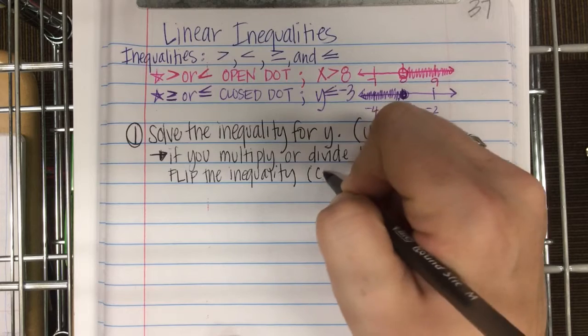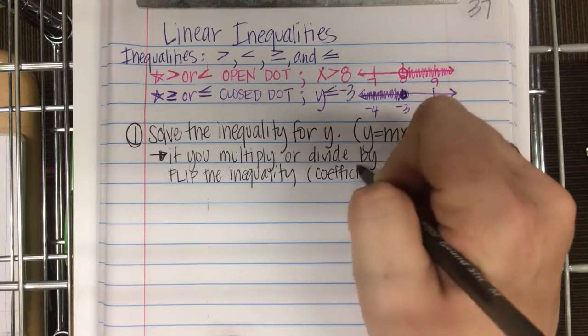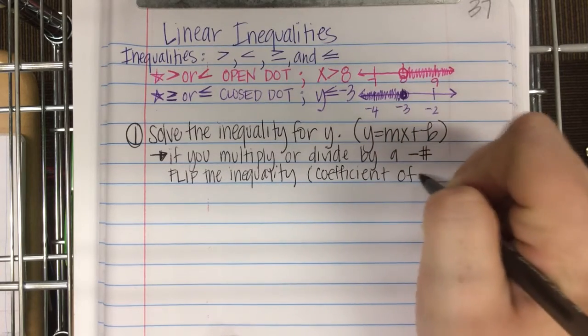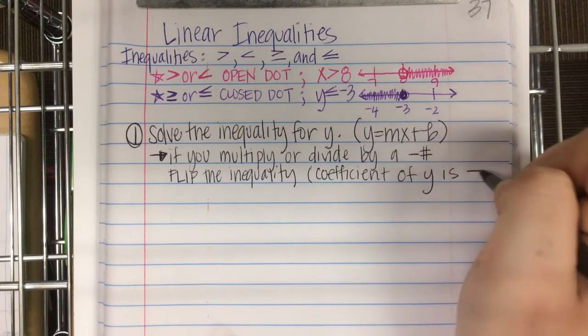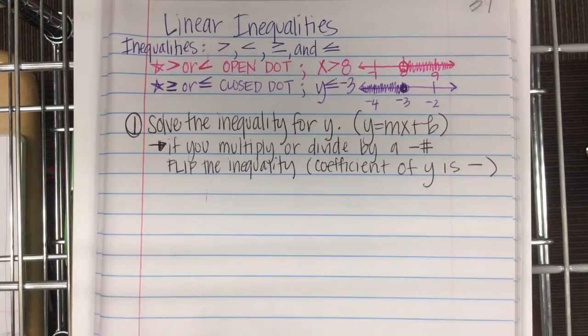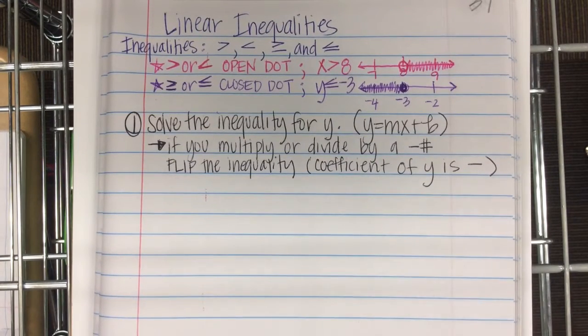That means if the coefficient of y is negative, you're going to have to end up flipping the inequality over. Instead of being a less than sign, you flip it over to be a greater than sign. Instead of opening to the left, it's going to open to the right.